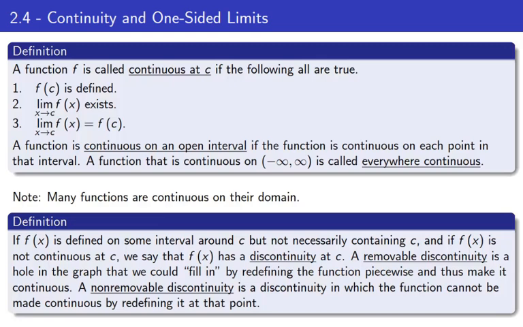A function is continuous at a point when we have these three characteristics. You need a function value. If you don't have a function value, the function's not continuous. You need the limit existing, and they need to be the same.